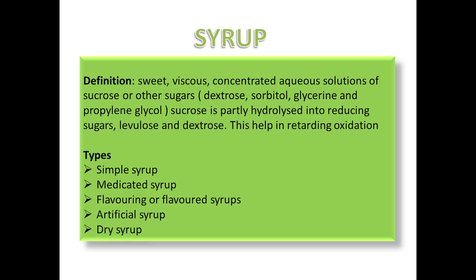When multiple synthetic ingredients are used to prepare the syrup, such syrup is known as artificial syrup. And the last one is dry syrup. In that, the active ingredient or the formulation is provided in the form of dry powder, and just prior to administration it is mixed with water or with another vehicle. Such syrup is known as dry syrup.